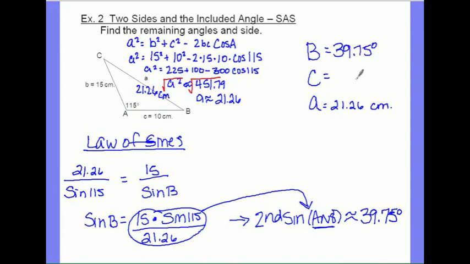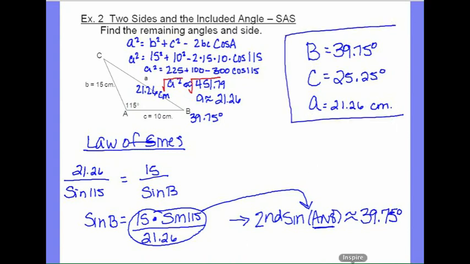39.75 degrees. Okay, that's angle B right here. Okay, find the third angle. You have 115 degrees plus 39.75 degrees. Add those two. Subtract from 180. That leaves you with 25.25 degrees for your third angle. And that is example 2.